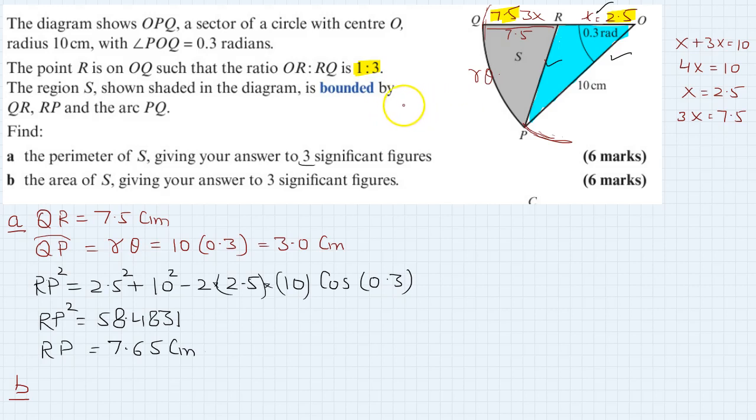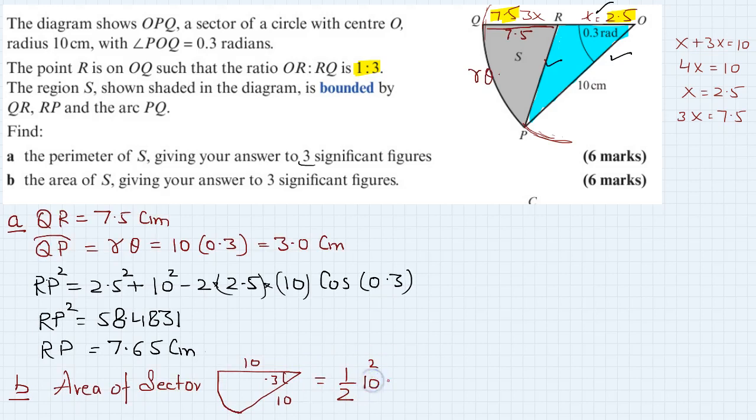Find the area of S. So area of S will be the area of this sector. We have this sector. This is 10, this is 10, this is 0.3. So that is equal to half r square theta, where theta is 0.3. So that is equal to 30 over 2, 15 centimeter square. This is the area of this complete sector.